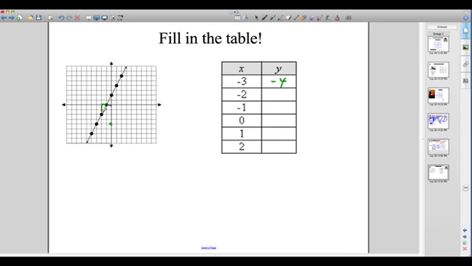I'll go back 2, down. This looks like down 2. At negative 1, I'm right here at 0. At 0, I'm up at 2. So these are just points. At 1, I'm up 1, 2, 3, 4. And over 2, up 1, 2, 3, 4, 5, 6.